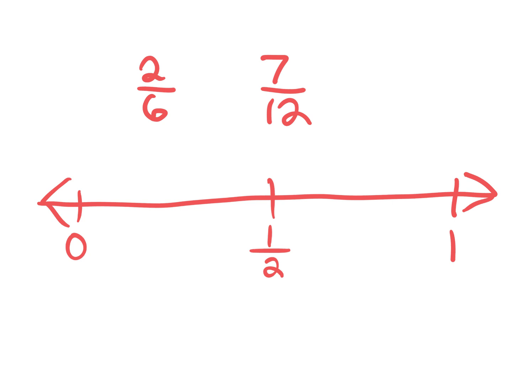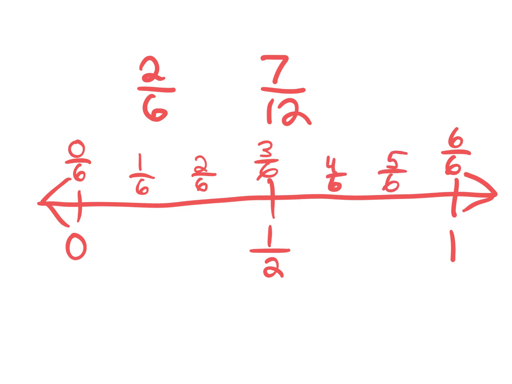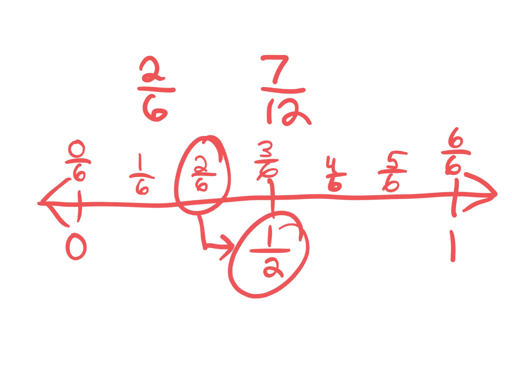And I know that here is going to be 0/6. I know that above the 1 is going to be 6/6. And I know in the middle is going to be 3/6. So 2/6, if this is 1/6 and 2/6, 4/6 and 5/6, I know that 2/6 would land here, which is actually closer to 1/2. And then 7/12, I know that 1/2 of 12 is 6. So 7/12 is going to be about here, which will also be here.